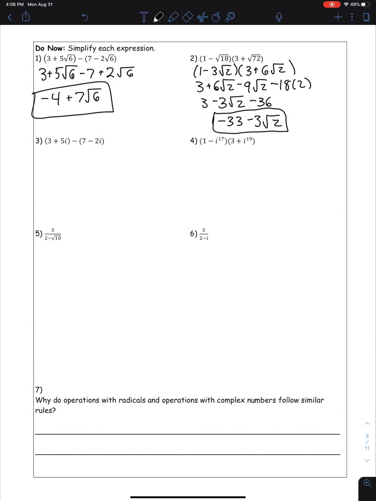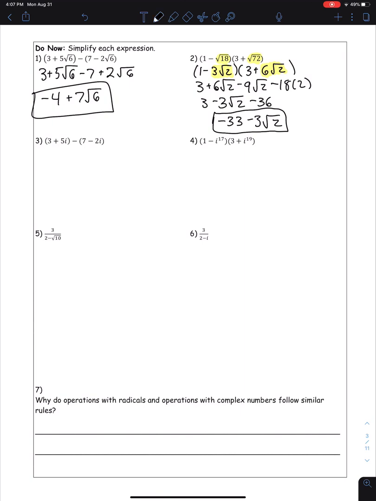So I completed 1 and 2 before doing the rest. 1 and 2 are radical expressions. We've already done this. Looking at 1, I distributed the negative inside of the second parentheses and then just combined like terms. And number 2, this is important: what I did first was simplify the radicals. So radical 18 would be radical 9 times radical 2, which is 3 radical 2. And I did the same thing with radical 72. That would be radical 36 times radical 2, which is 6 radical 2. And then just double distribute, multiply, and combine like terms.